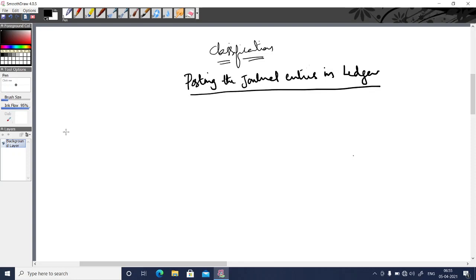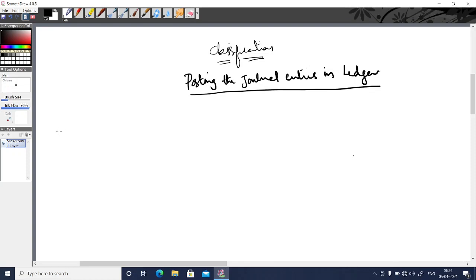Earlier we have learned how to record journal entries. The process of writing down journal entries in the journal was called recording. Now when the same journal entries are posted in the ledger, that process is called classification. So writing down journal entries is called recording, and posting them in the ledger is called classification. Now we'll see one journal entry and learn how to post it in the ledger accounts.